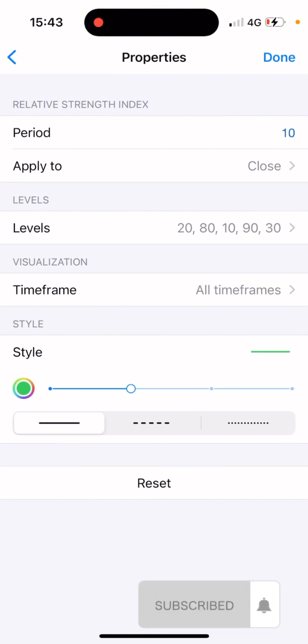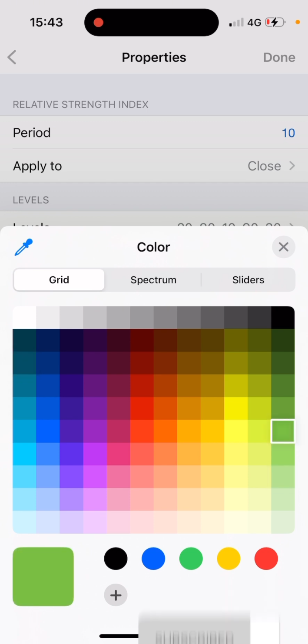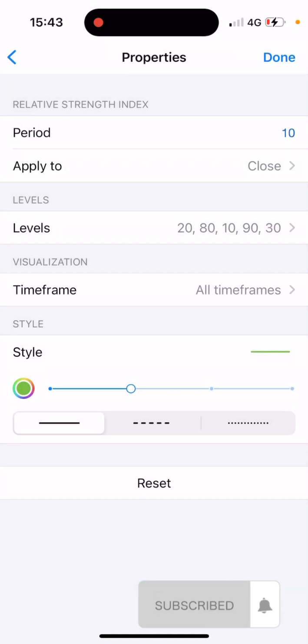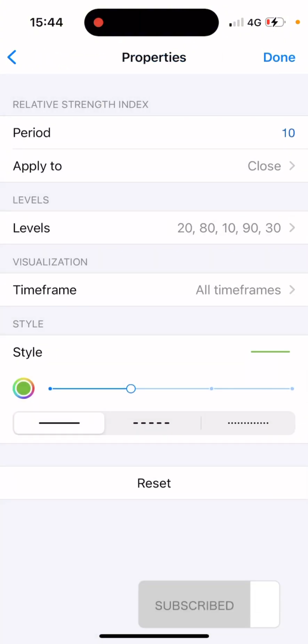On the RSI, on style, you make sure that the style is visible. You put any color that you want. This is the main signal that you will be following, the RSI. The period is 10 on Crash 300. Then on levels, we still need 10, 20, 80 and 90. I also put level 30 because of some experiments, but you can leave level 30. Then you click on done and click on done.